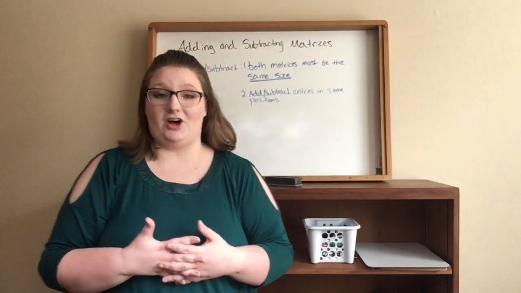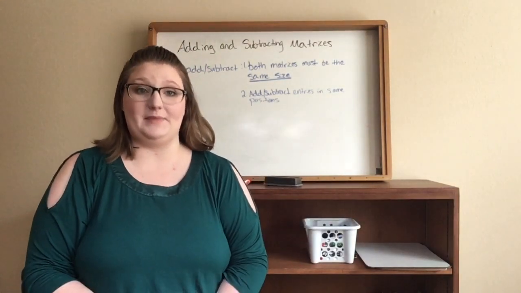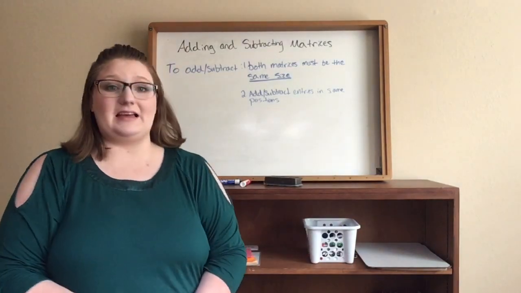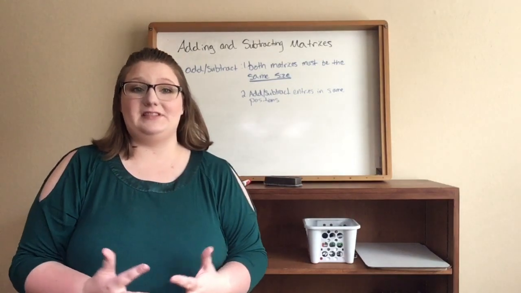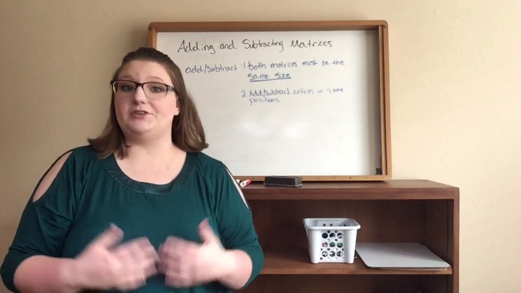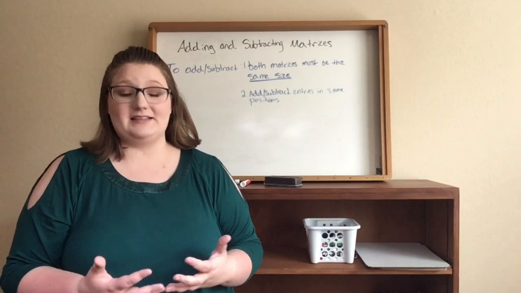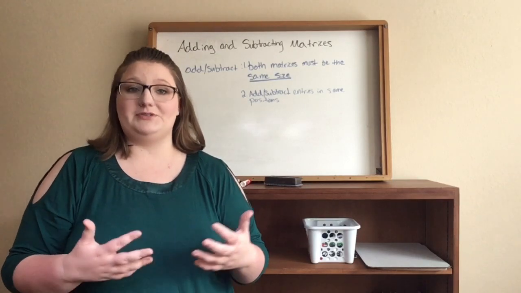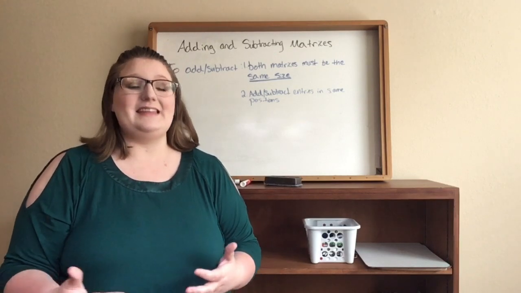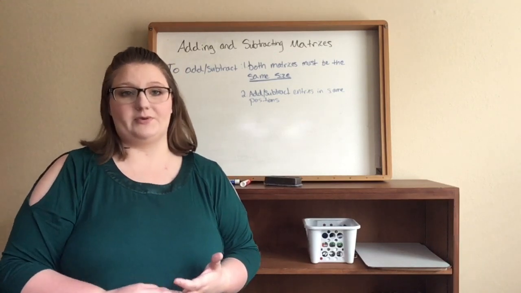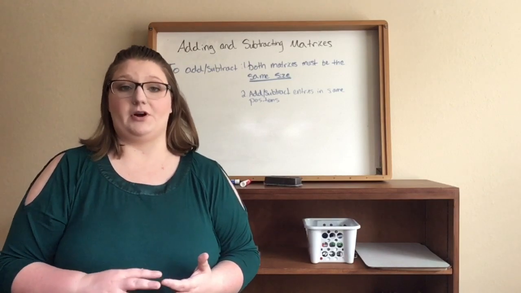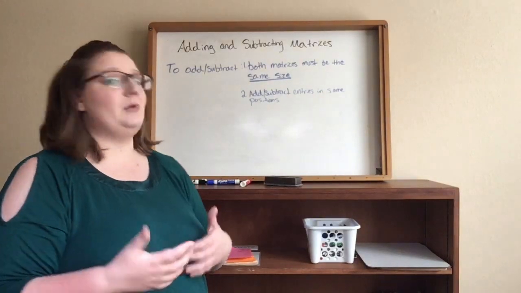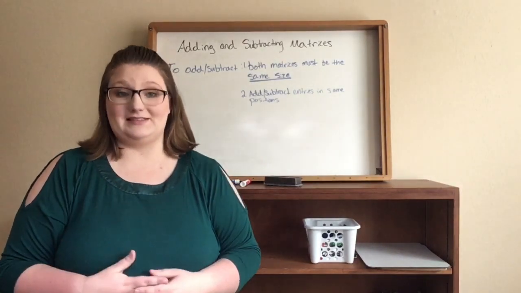So today I'm going to be talking to you about adding and subtracting matrices. First and foremost, to add or subtract any matrices, they have to be the same size. Yesterday we looked at the size of a matrix being based on the number of rows and the number of columns. So to add and subtract matrices, they both have to have the same number of rows and the same number of columns. If that's true, then to add or subtract them, you add or subtract entries that are in the same position.